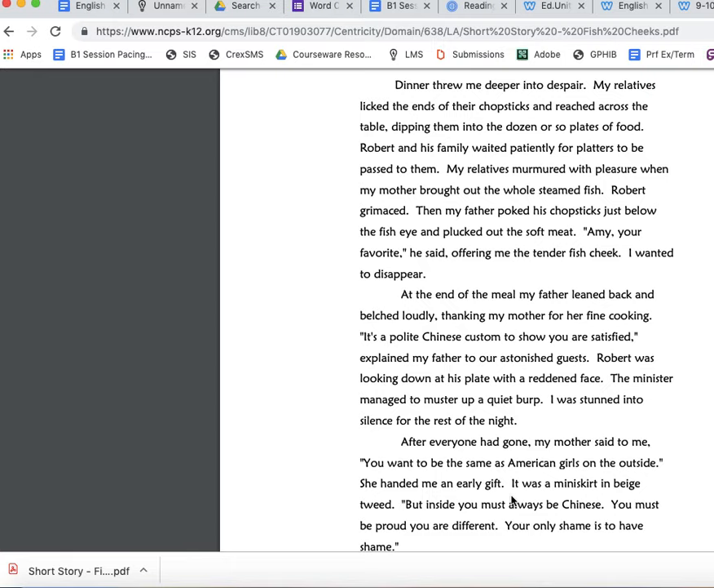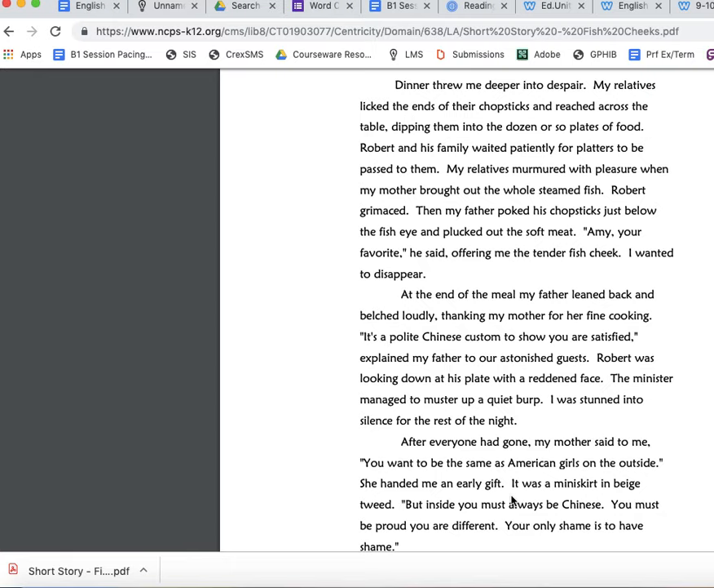Then my father poked his chopsticks just below the fisheye and plucked out the soft meat. 'Amy, your favorite,' he said, offering me the tender fish cheek. I wanted to disappear. At the end of the meal, my father leaned back and belched loudly, thanking my mother for her fine cooking. 'It's a polite Chinese custom to show you are satisfied,' explained my father to our astonished guests. Robert was looking down at his plate with a reddened face. The minister managed to muster up a quiet burp. I was stunned into silence for the rest of the night."